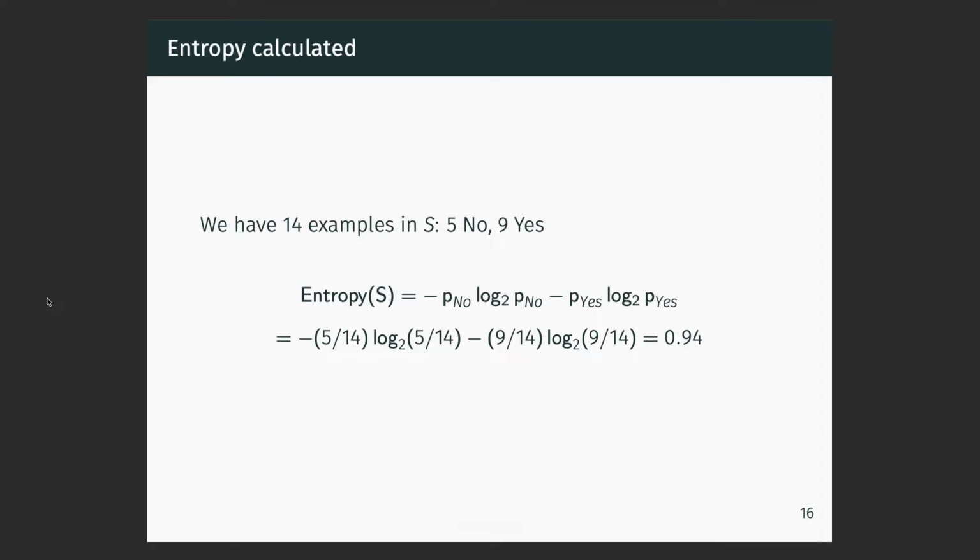What is the maximum possible entropy we can get for a set? 1. This is very close to 1, which is indicating that there is a high amount of entropy. Right?